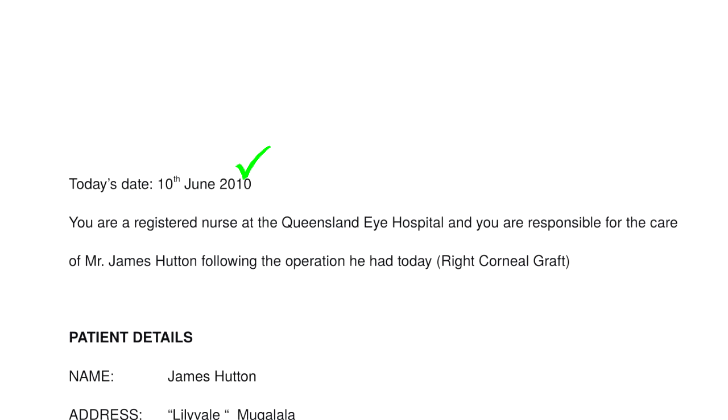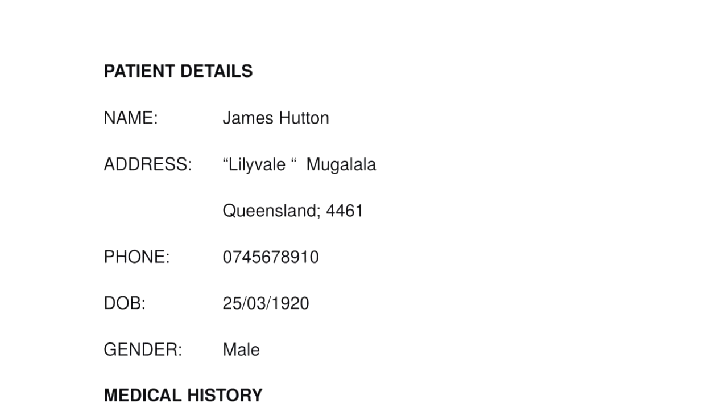You are a registered nurse at the Queensland Eye Hospital and you're responsible for the care of Mr. James Hutton following the operation he had today, right corneal graft. After reading this, we understood our designation, registered nurse, the hospital where you're working, Queensland Eye Hospital, the name of your patient, Mr. James Hutton, and the surgery your patient underwent, right corneal graft. Okay? We'll read further. Name, James Hutton. Now, we have already selected this point, the name of our patient, right? Being a nurse, we are going to write about our patient, so yes, it is relevant.